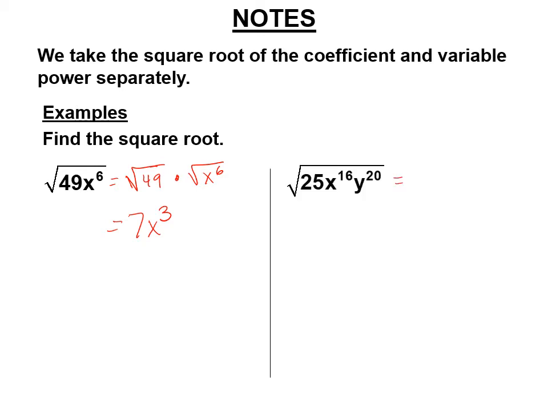So the square root of 25 is 5. The square root of x to the 16th is x to the 8th, not 4, right? Because x to the 8th squared is x to the 16th. Be careful on ones like that. Y to the 10th.